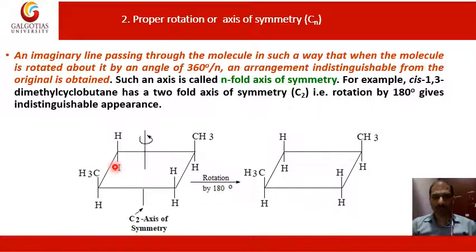So here you can see how the molecule changes position. You can see this molecule is coming this side, this will be the 180-degree rotation, and this molecule will be going to this side. So if this type of operation is there, then that will be called proper rotation or axis of symmetry.